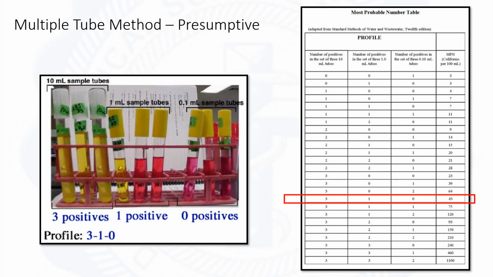So this technique is based on the indirect assessment of microbial density in the water by reference to a statistical table in order to determine the most probable number of microorganisms present in the original sample.